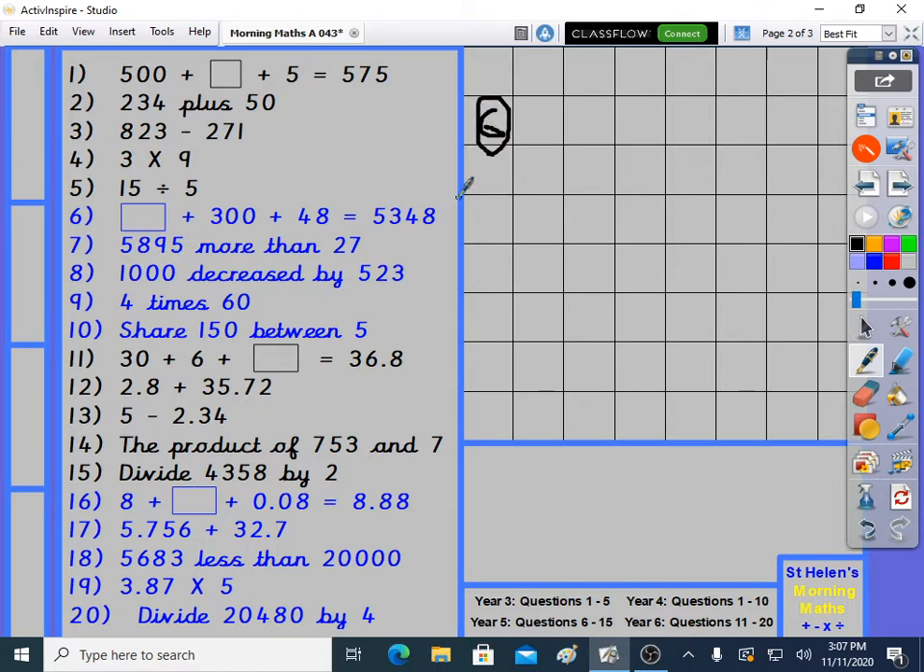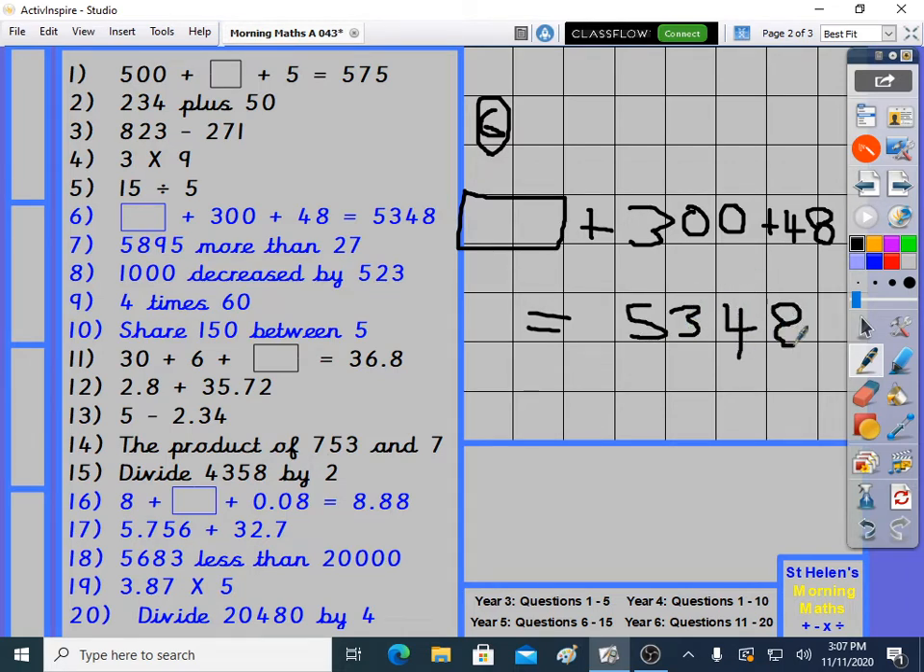Something plus 300 plus 48. That all adds up to 5,348. We've already got the 348 up there, haven't we? But we don't have 5,348 because the 5,000 was missing. That's what goes in the empty box. 5,348.